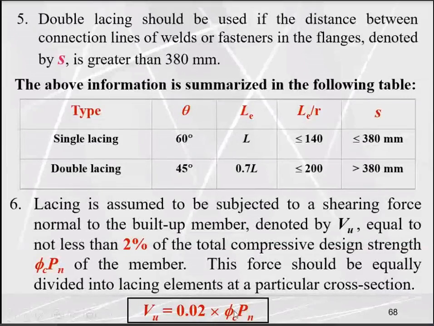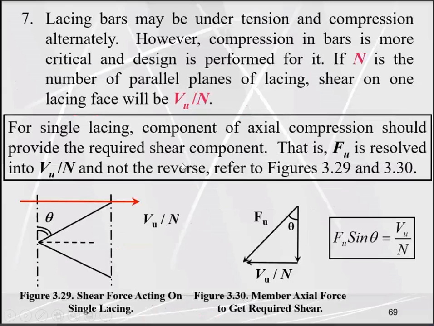So if we know the capacity, it means that how much shear we need to consider. That will be 0.02 times of 5 CPN or 2%. Okay, here lacing bar may be under tension or compression alternatively. However, compression in bar is more critical and design is performed for it. So we will design the lacing for compression only.